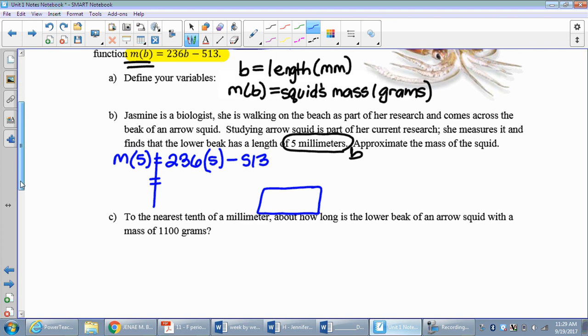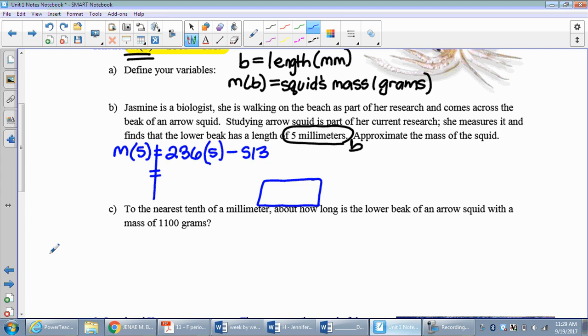Let's compare part C. Part C says, to the nearest tenth of a millimeter, about how long is the lower beak of an arrow squid with a mass of 1,100 grams. So let's circle that. Same question. Is this a value for B or M of B? I see that I've got grams. Grams is M of B. If B versus M of B is not clear, you could add this is a value, an X value. My output function notation, M of B, is a Y value.